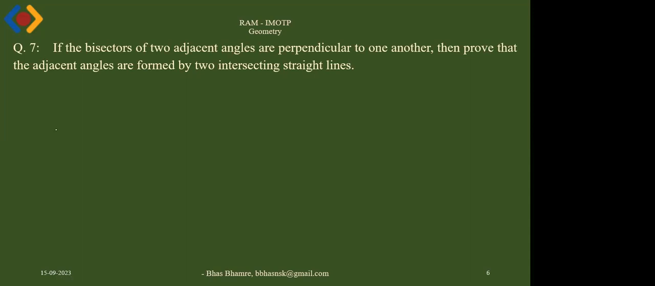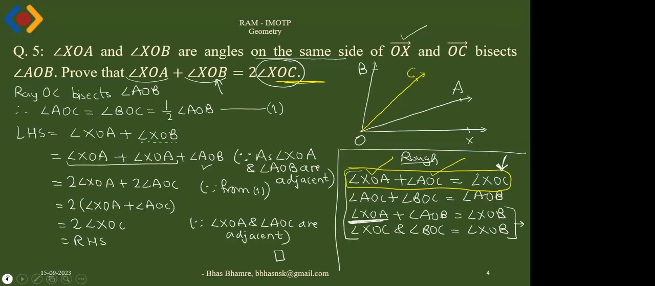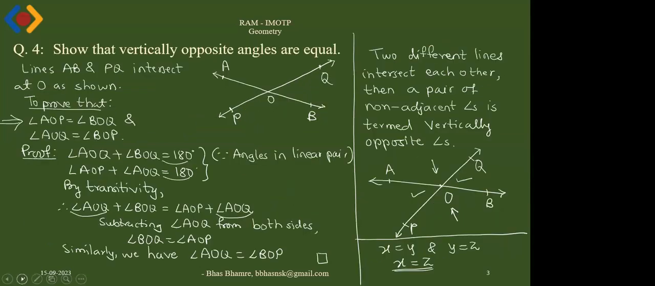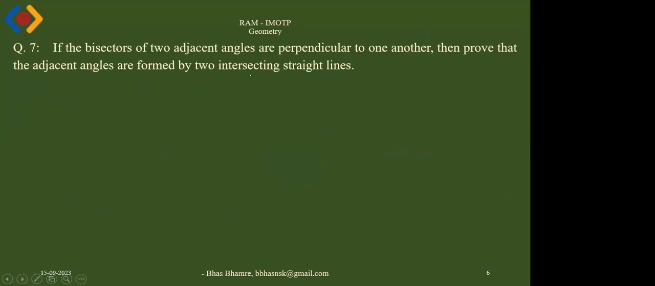I think I will just go back. In question 3, we stated what is the angle between the bisectors of both angles in linear pair. That angle is 90 degrees. Angle POQ here is 90 degrees. Now its converse comes. If the angle between bisectors of two adjacent angles is 90 degrees, then we need to show that those angles are formed by a straight line, or those are angles in linear pair.